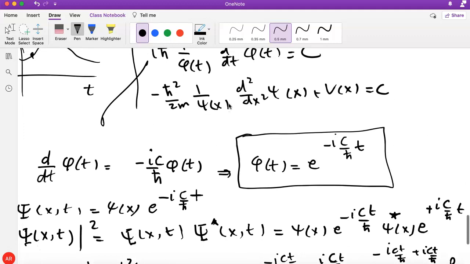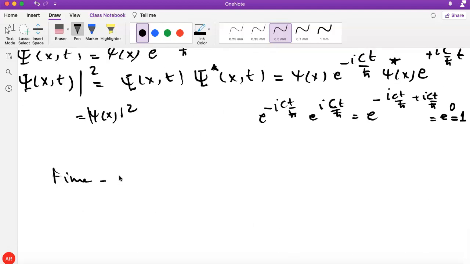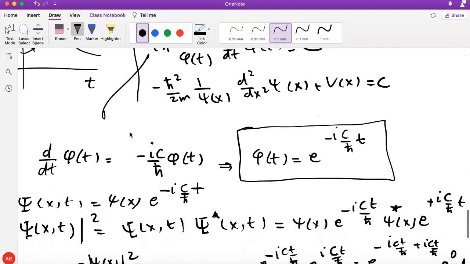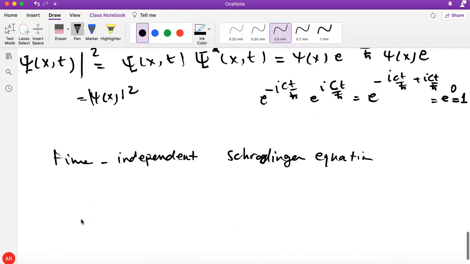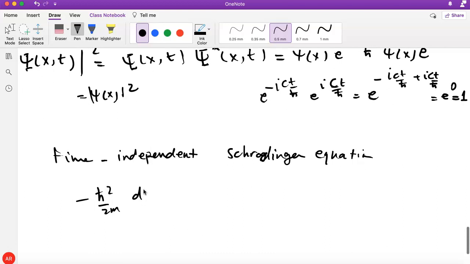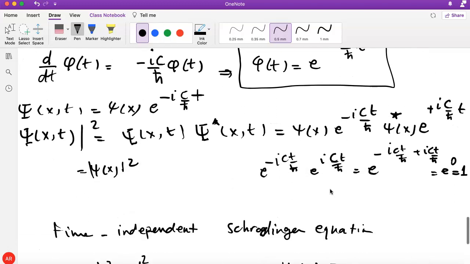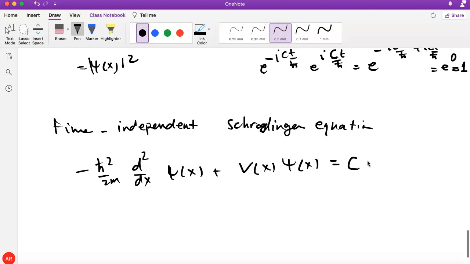Basically I can take this equation now and multiply both sides by psi of x, and I write the time independent Schrodinger equation, which is basically, from here this psi of x disappears, so I have minus h bar squared over 2m, second derivative with respect to x of psi of x, plus v of x psi of x, is that constant times psi of x.